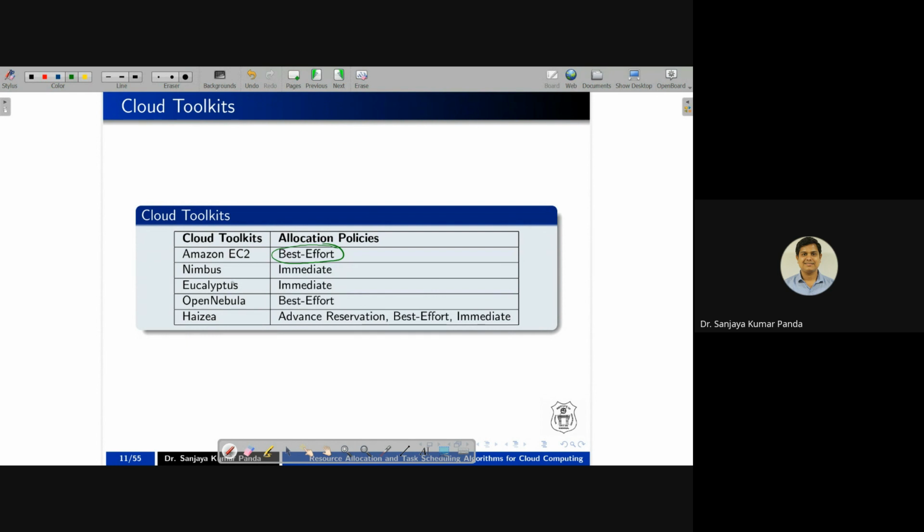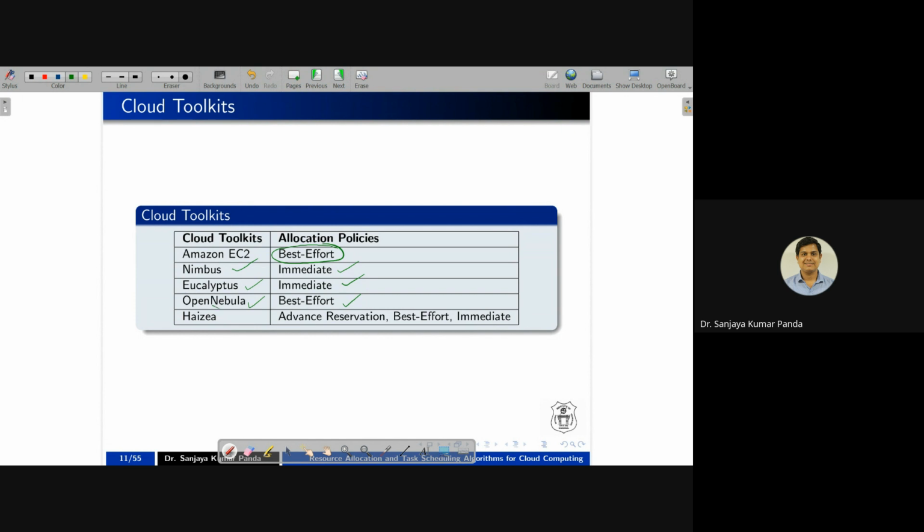But when you go for Nimbus, another popular cloud platform, it treats all allocation policies as immediate. You have submitted, that means it will immediately serve it. Similarly, Eucalyptus is also a popular toolkit in which all the allocation policies are immediate. OpenNebula is also another popular platform, in which the allocation policy is best effort, like Amazon EC2.